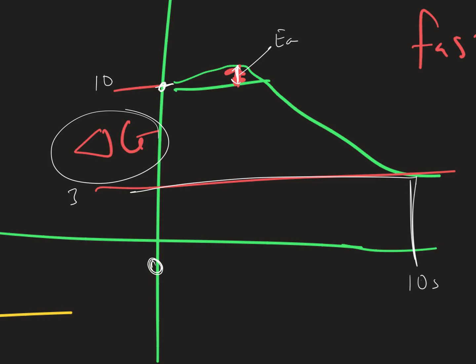So what's the EA thing called again? The activation energy? If the activation energy is smaller than delta G, then it's fast. And if it's larger than delta G, then it's slow. Or not quite. Yeah, I guess we can go with that.